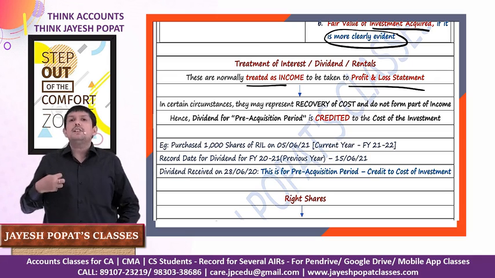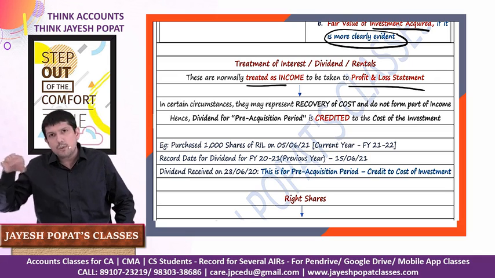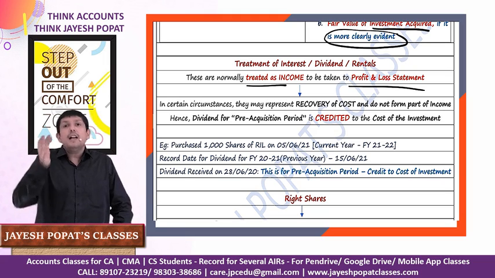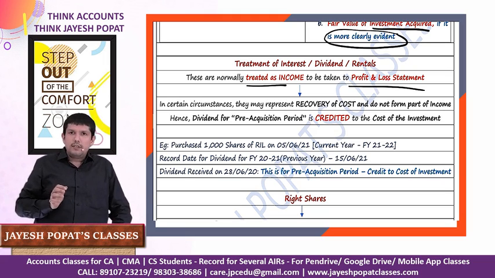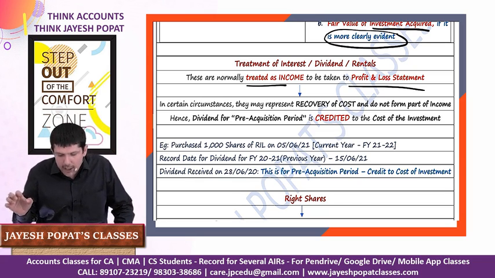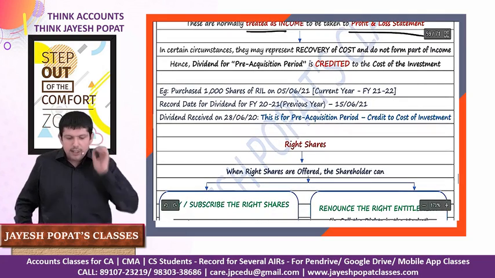When we get pre-acquisition dividend from a company in which we are holding equity shares, we normally treat that pre-acquisition dividend as a credit to our cost of investment, and we do not take this pre-acquisition dividend to the statement of profit and loss. We'll look at it with the help of an example.